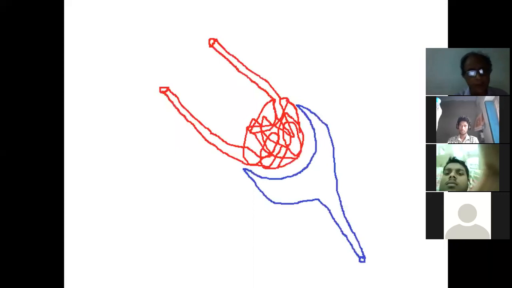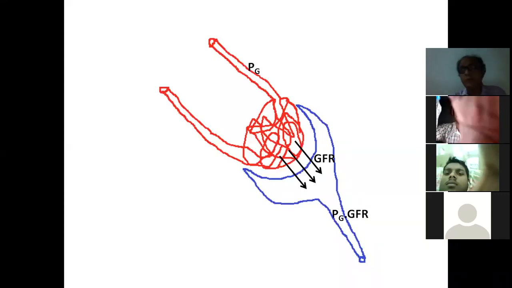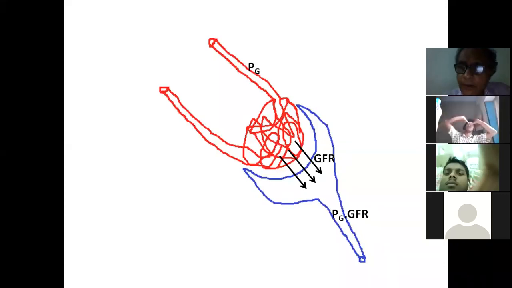If we see it in this line drawing, this is the glomerulus, and this is the afferent arteriole where we can measure the plasma glucose. And this is the glomerular filtration, called GFR. And this amount is PGGFR, that means plasma glucose multiplied by GFR. So that is the filtered load. We sometimes call it filtered load of glucose. PGGFR means filtered load of glucose.